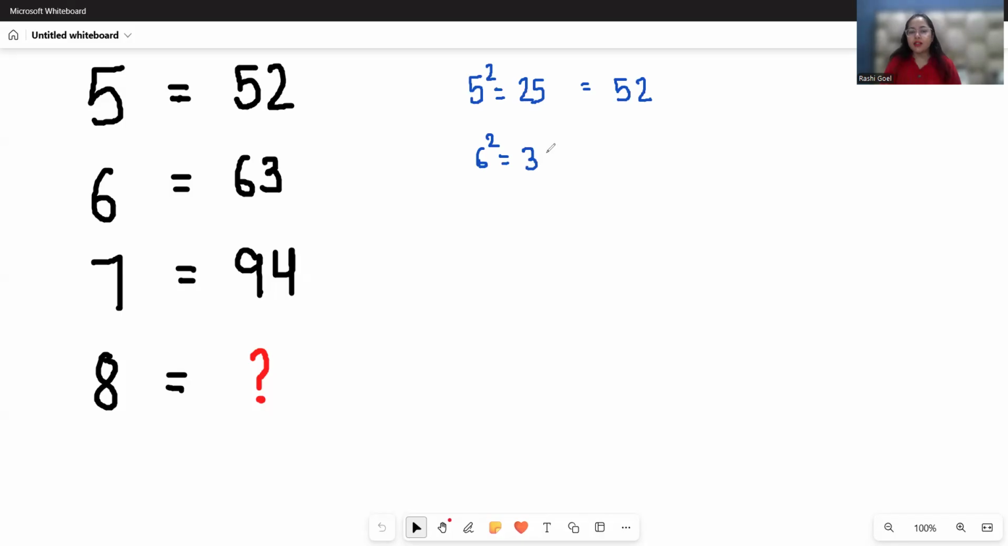6 squared is 36 and the reverse is 63. Great. 7 squared is 49 and the reverse is 94. So what is 8? 8 squared is 64 and the reverse is 46. So what replaces the question mark?